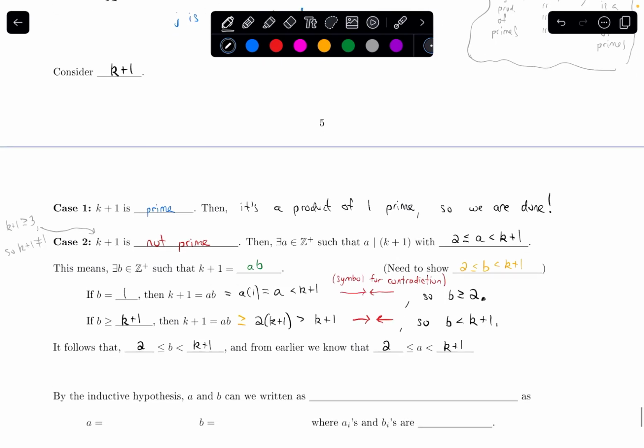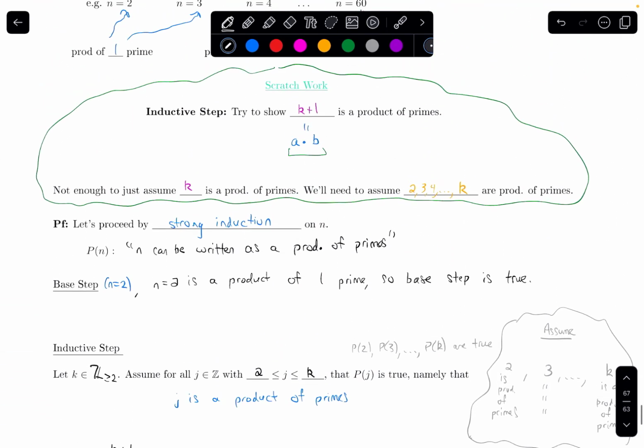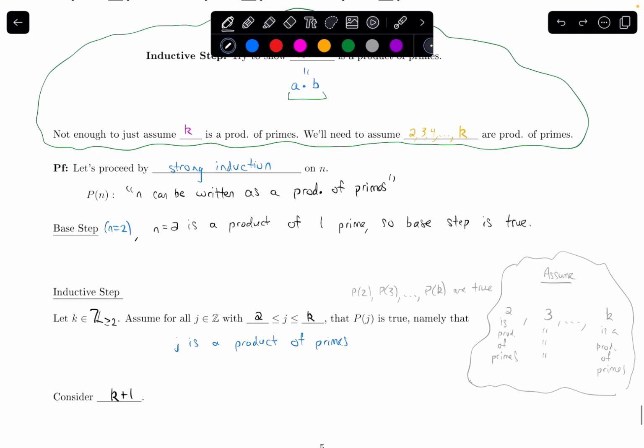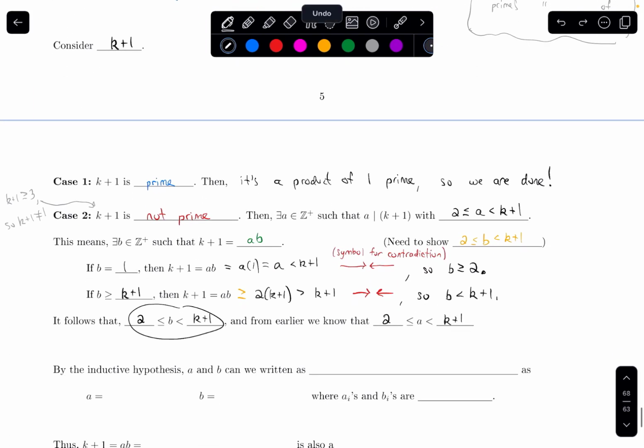Okay, so that means both the a and the b are part of this list that I have this assumption of. We said that for any of these positive integers between 2 and k, they can be written as products of primes. We are ready to use that now. So by the inductive hypothesis, a and b can be written as products of primes. So let's go ahead and do that.